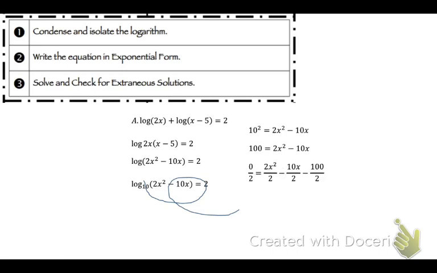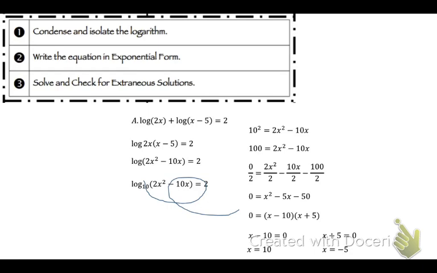And then we have to solve that. So I'm going to divide everything by 2 because 2 goes into everything. So you get 0 equals x squared minus 5x minus 50, which factors to x minus 10, x plus 5. So x minus 10 equals 0, x plus 5 equals 0. So x equals 10 and x equals negative 5.